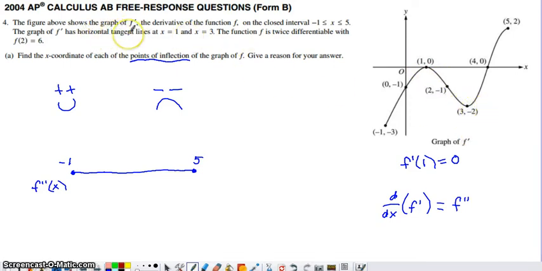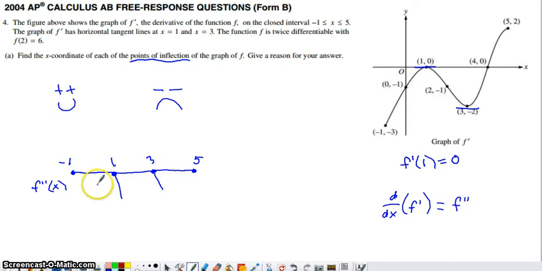Well, a horizontal line has a slope of 0, and since the tangent line on the graph of f prime is determined by the second derivative, we can go ahead and say that the second derivative is equal to 0 at the x value of 1 because of this horizontal tangent, and the second derivative is equal to 0 at the x value of 3 because of that horizontal tangent. So the two places where the sign of the second derivative could potentially change are the x values of 1 and 3, the two values where the second derivative has a value of 0.